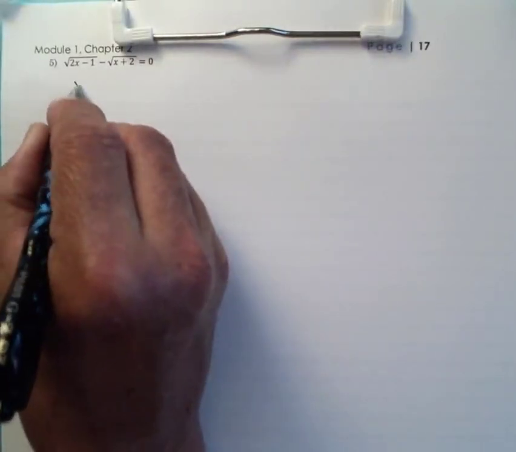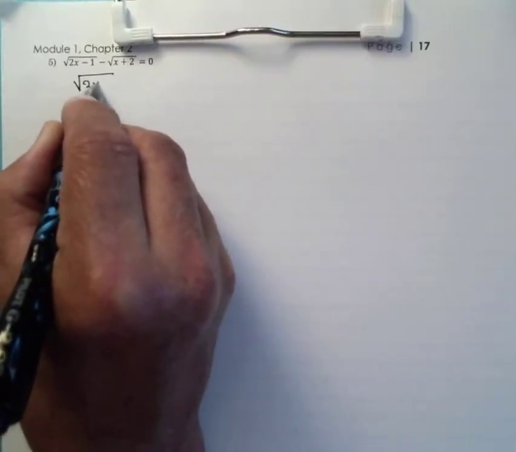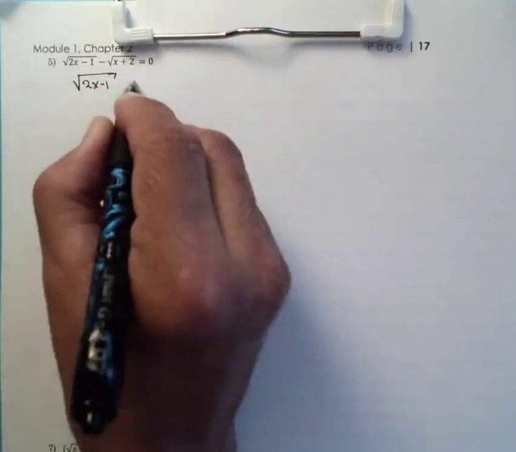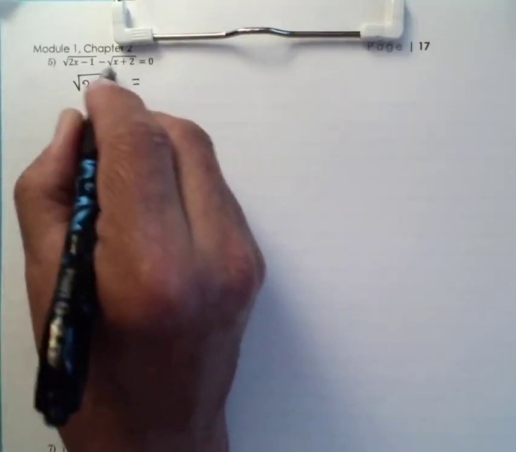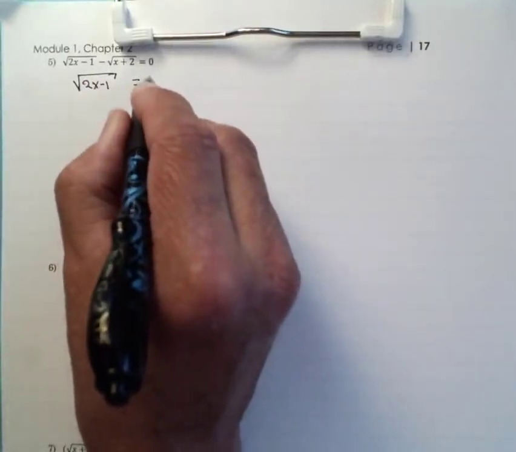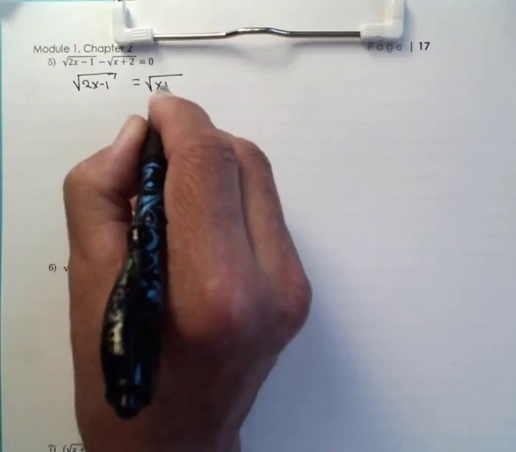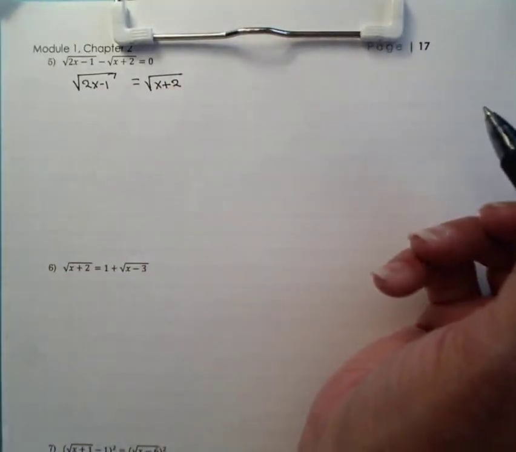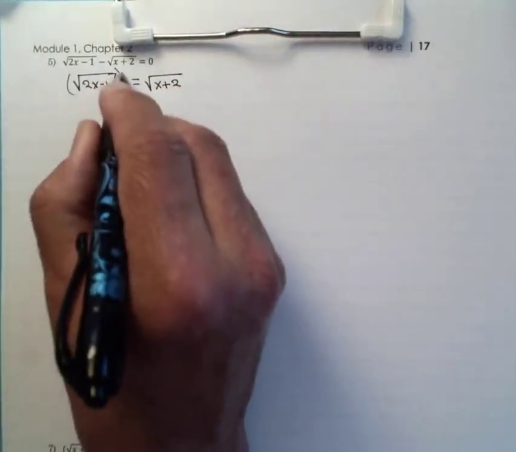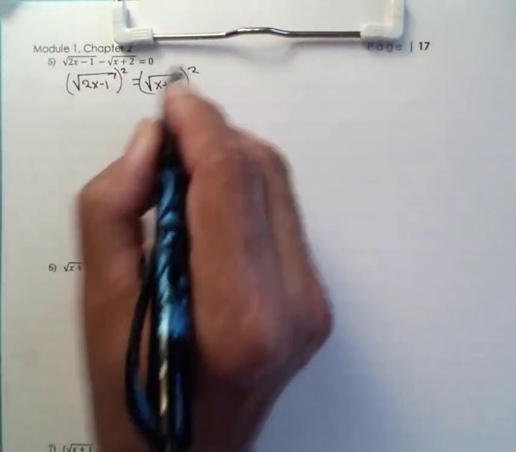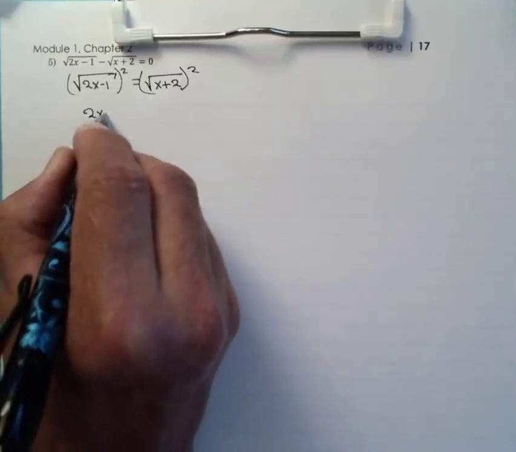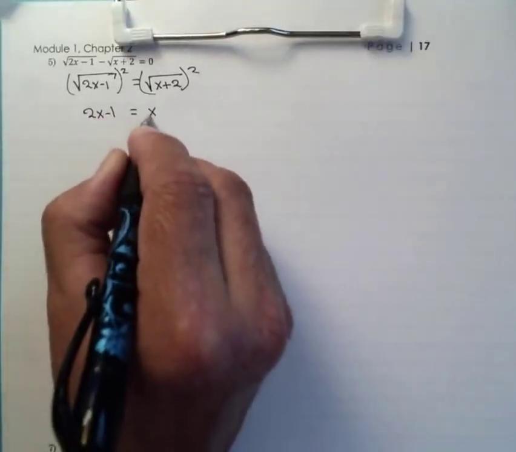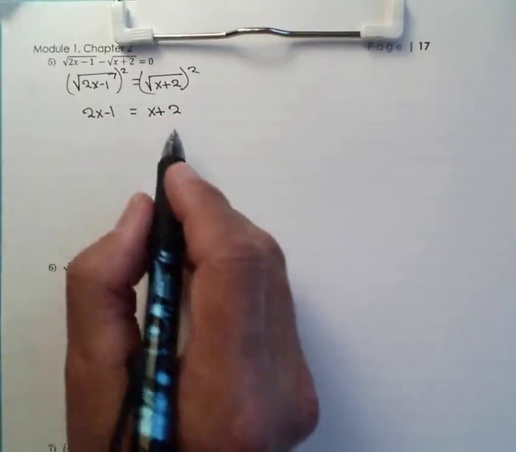So I'll have this one is the square root of 2x minus 1. And when I subtract from both sides this square root of x plus 2, I end up with a positive square root of x plus 2 over here. Now, let's use my squaring both sides to get rid of the radical. So I'll square this side, square this side, and I have 2x minus 1 is equal to x plus 2. That was a pretty good strategy for me to use.